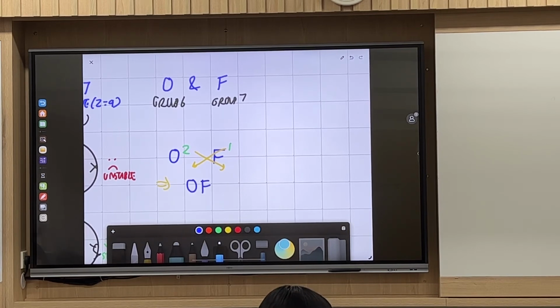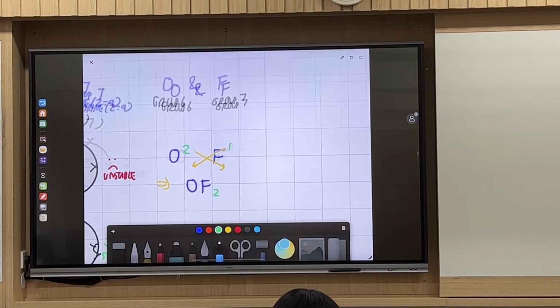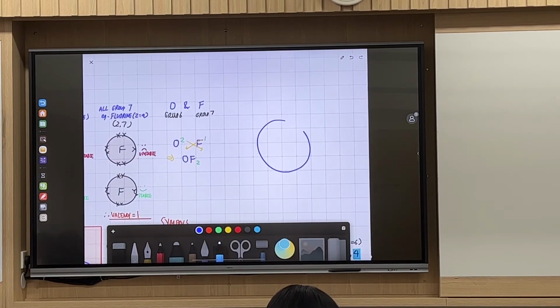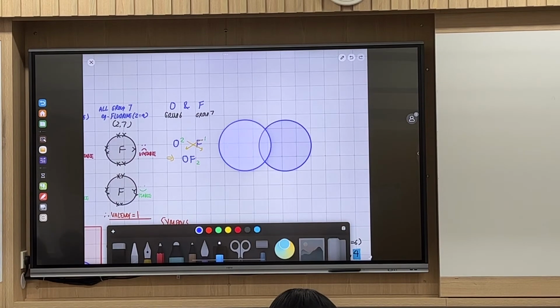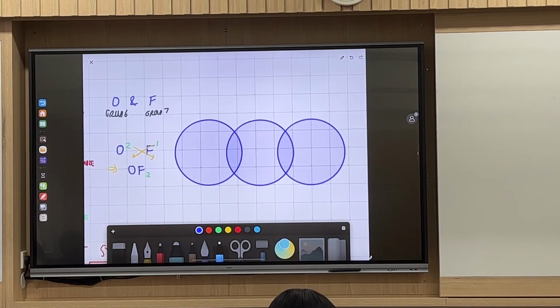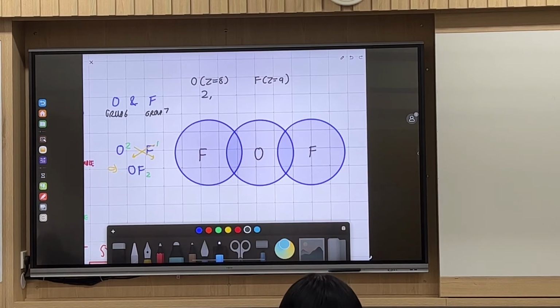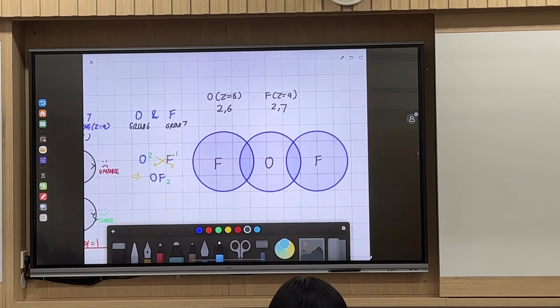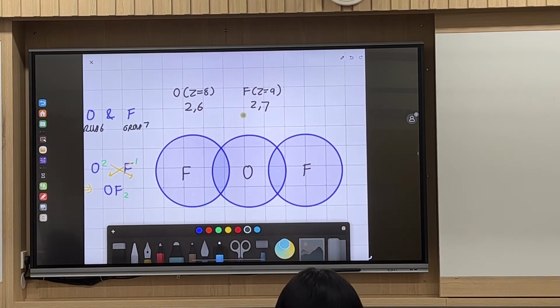So now I give you all 30 seconds to draw out OF2. You can put O at the center and F's on the 2 sides. I'll give you the atomic numbers of O and F, and you can always look at the periodic table in the textbook. So O has atomic number 8. F has atomic number 9. Which means that the electron arrangements are 2, 6, and 2, 7. Make up your mind on which symbol to use for each element. We are checking the answer in 30 seconds.